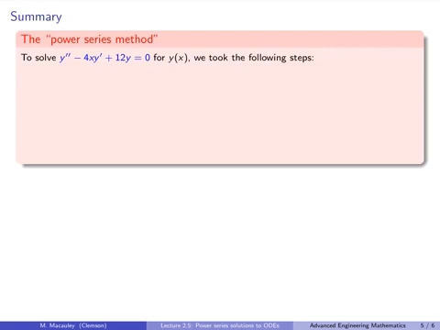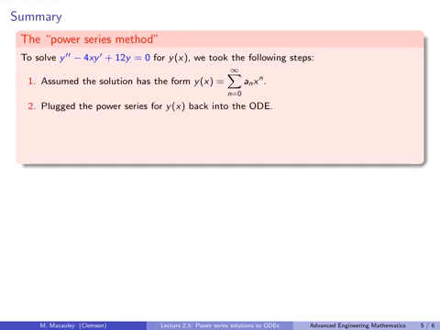Let's summarize what we just did. So to solve this ODE, it's linear, homogeneous, but does not have constant coefficients, we took the following steps. We first assumed the solution was a power series. We plugged that power series back into the ODE. We obviously had to take derivatives to plug it back in here. And then we combined what we had into a single sum. Each term was x to the n. Now we had to shift the coefficients on one of those terms because we had an x to the n minus 2.